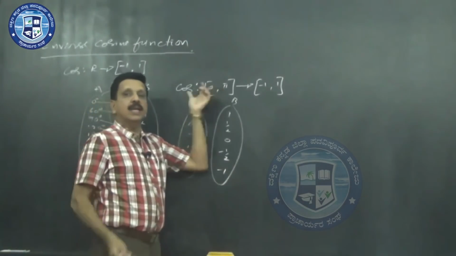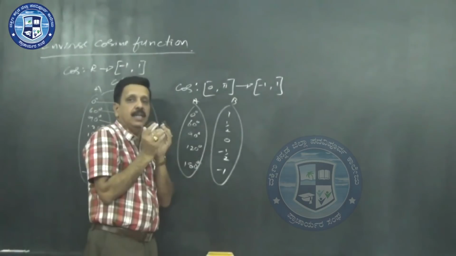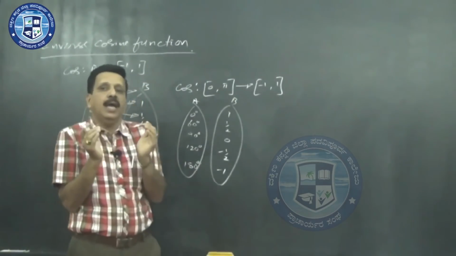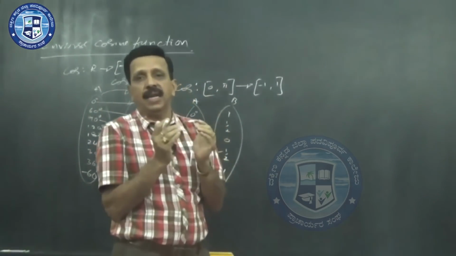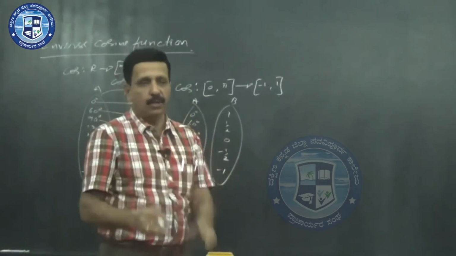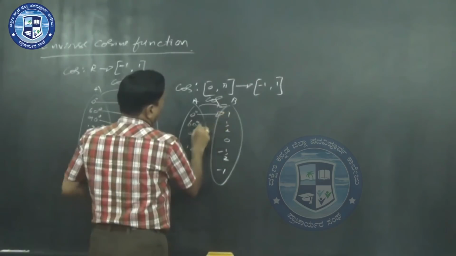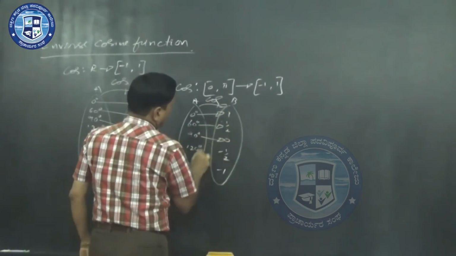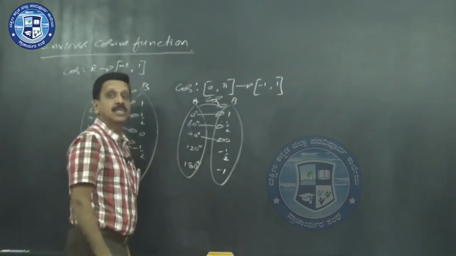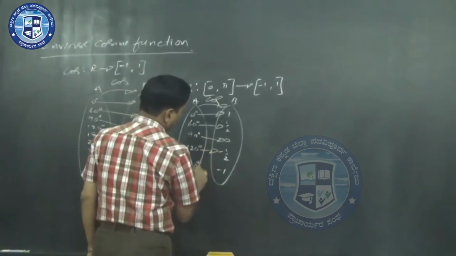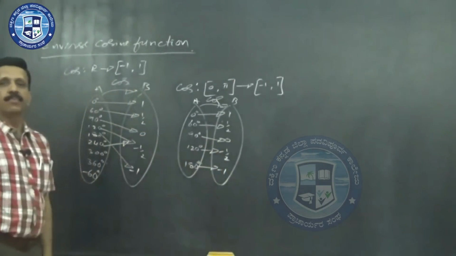See, we are putting a certain restriction on set A. That restriction is that the angles in set A have to be between 0 to pi inclusive. Now this is the cos function. Cos 0 is equal to 1, cos 60 is half, cos 90 is 0, cos 120 is minus cos 60, second quadrant, minus half, cos 180 is minus 1.